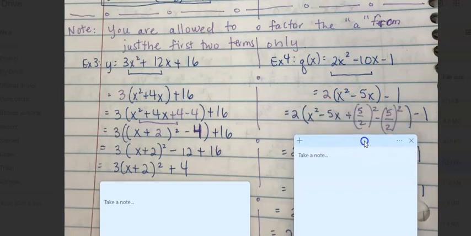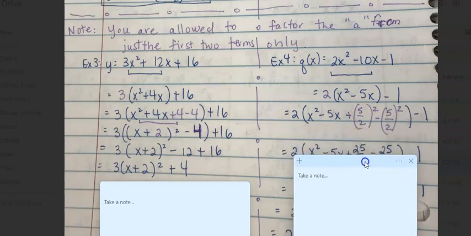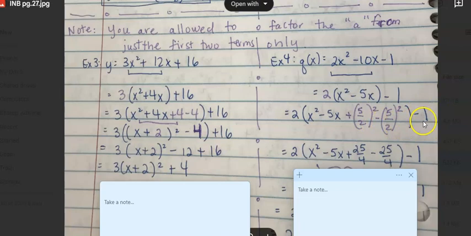So if I take half of b, which is step 2, that's 5 over 2, and square it, which is step 3, I get 5 over 2 squared. Step 4 is to add and subtract half of b squared inside that parentheses. Notice the minus 1 is still sitting on the outside of the parentheses. And 5 over 2, all squared, becomes 25 over 4. That's much easier than doing 2.5 times 2.5. So now really what I'm doing on the inside is adding 25/4 and subtracting 25/4 at the same time.